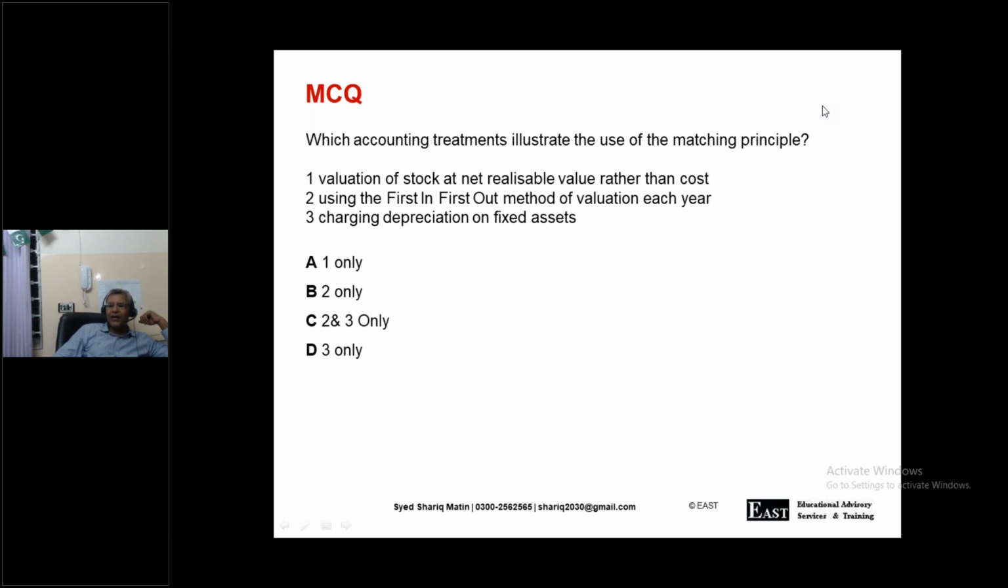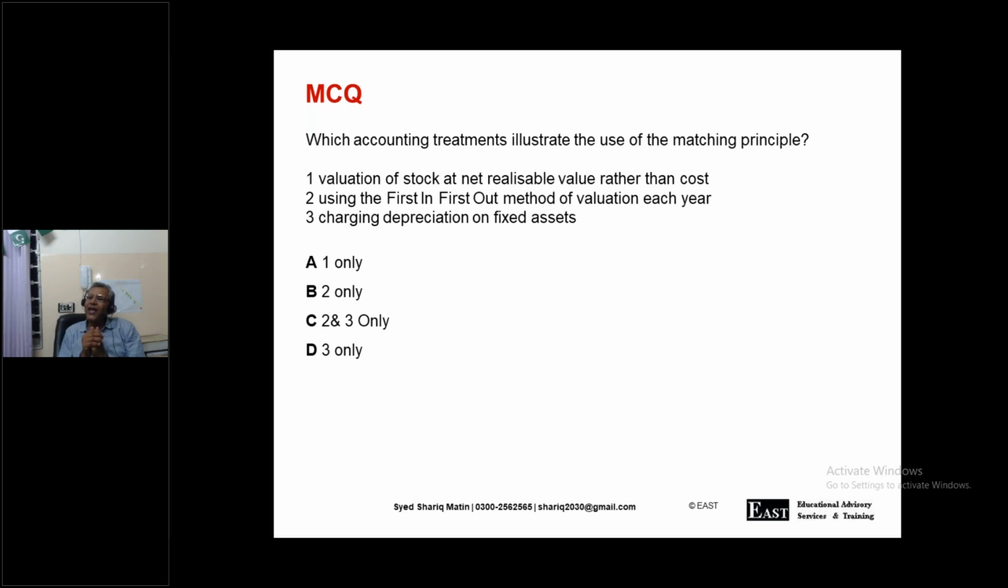Welcome. The first one is the prudence concept. Prudence concept says you take into account all the anticipated losses, right? So if you are valuing at net realizable value instead of cost, it means net realizable value is lower when you value it that way, right? So that is prudence concept.